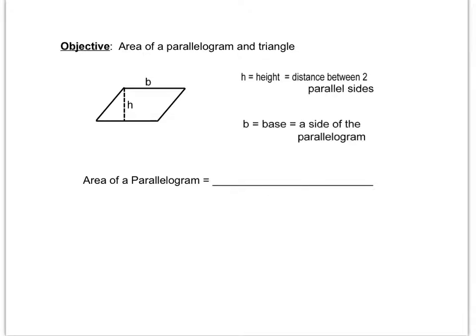Welcome to video lesson number 1 in chapter 11, our lesson on the area of parallelograms and triangles. The area of a parallelogram is always equal to the length of the base, whether it's the top or the bottom base. These two bases are the same, we know. It's the length of the base times the height, where the height is always perpendicular to the base. So the area of a parallelogram equals the length of the base times the height. Again, the height is always perpendicular to the base.